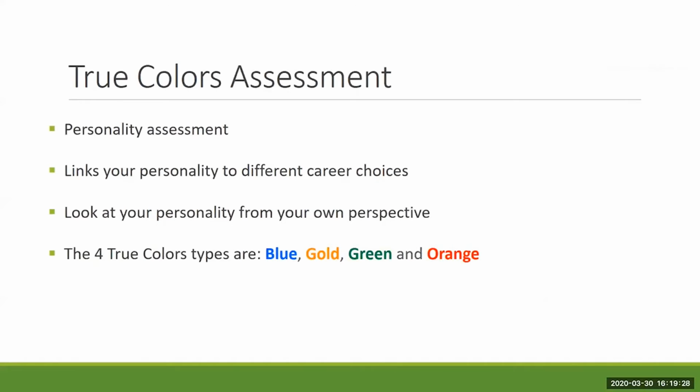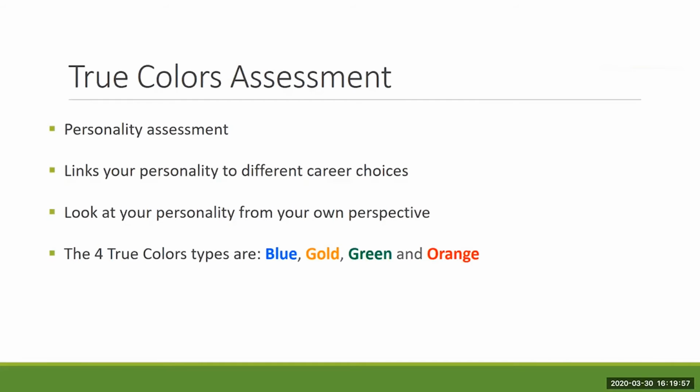One of the assessments in the personality self-assessment, step one of Eureka, is called the True Colors assessment. It is a personality assessment that links your personality to different career choices. It helps you look at your personality from your own perspective because you're answering the questions in the assessment. Once you do this assessment, you'll get results, and the results are tied to four different colors: blue, gold, green, and orange.